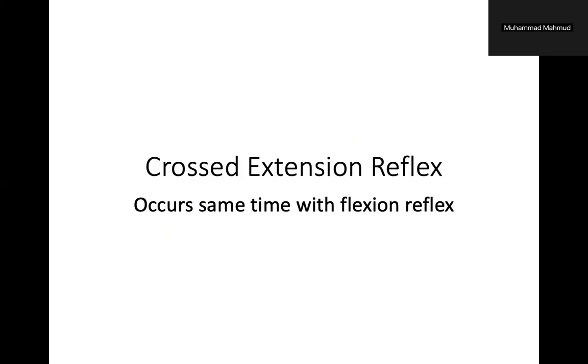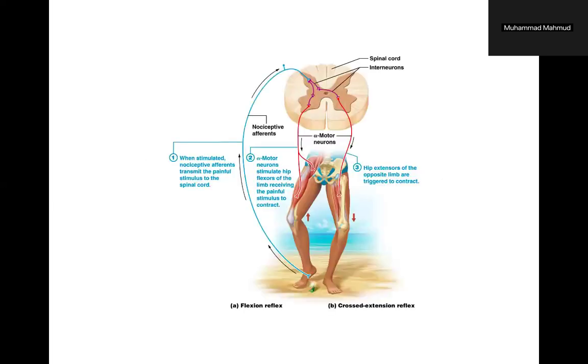The spindle fibers and Golgi tendon organs are sensors inside the muscles that can start working at different levels of muscle stretch. Next one is interesting: the crossed extension reflex. When there is a flexion going on at one side, extension will be happening on the other side. So both will happen at the same time.